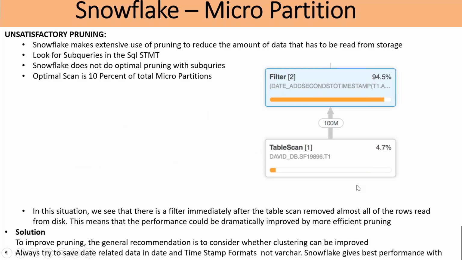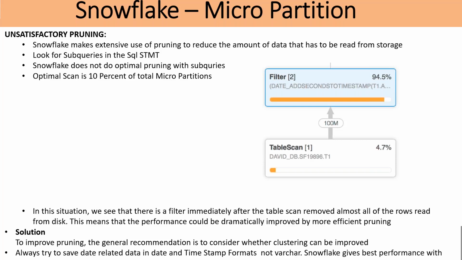So when you look at this particular thing, there is a filter condition. First, it fetched the data from the table. The data fetch was pretty fast. It didn't take a lot of time, 4.7%. And the filter condition took 94.5%. That means it worked on it a huge amount.